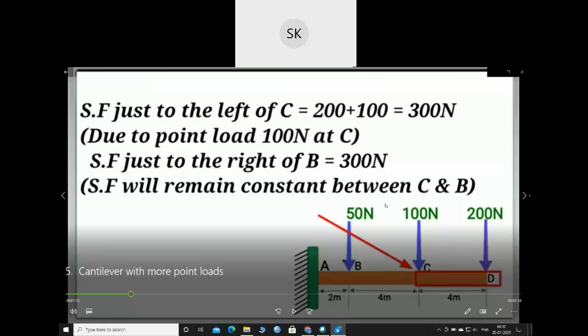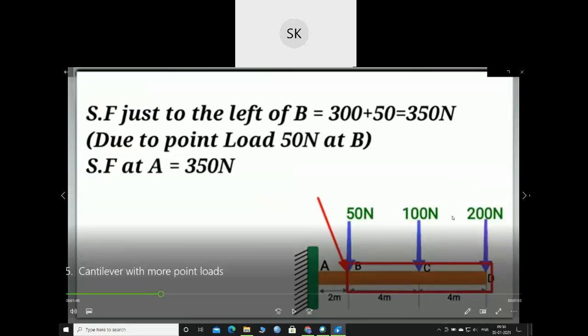C to B, your shear force will be the same. Now at B, your shear force will be 200 plus 100 plus 50 Newton, so 350 Newton. Now the shear force between A and B will be the same throughout, which will be 350.